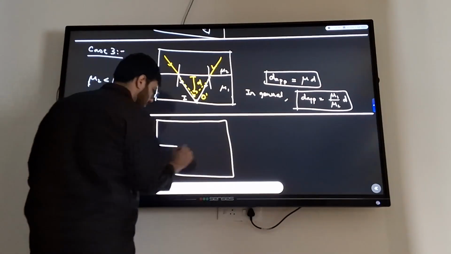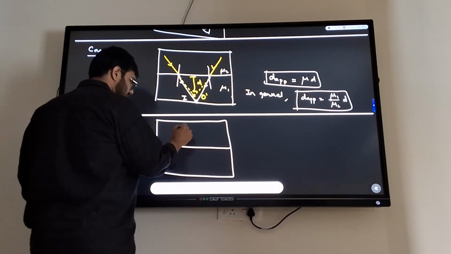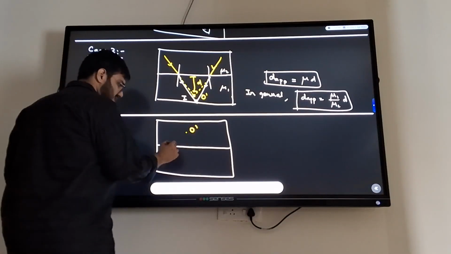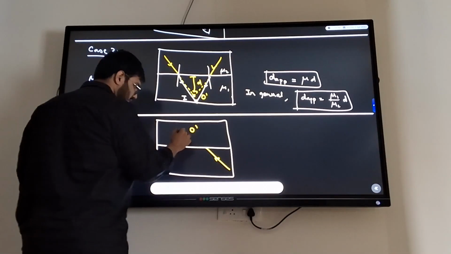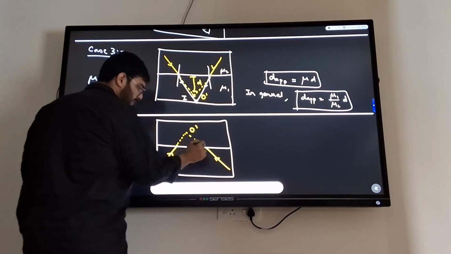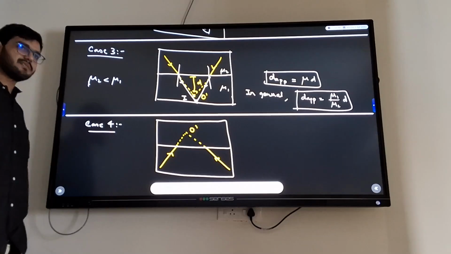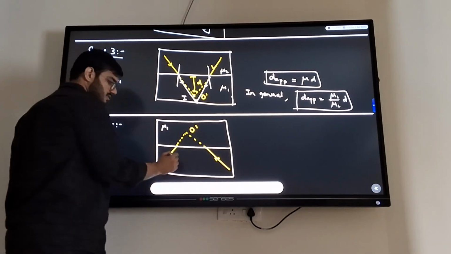तो ये दो है. यहाँ पे कहीं virtual object है. Virtual object इधर है. O dash. तो इसका मतलब है rays were coming like this. They appear to converge at that point. Which one should be considered 1 and 2 by the way? This time? This is 1. This is 2.